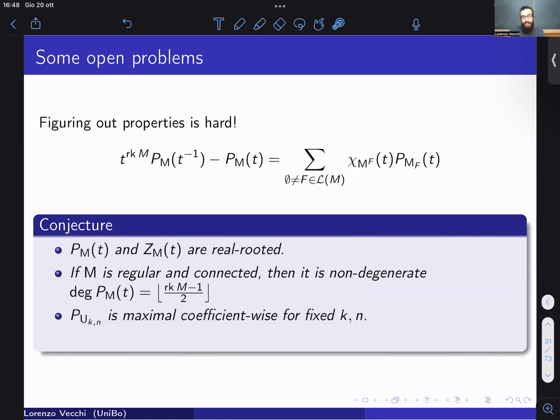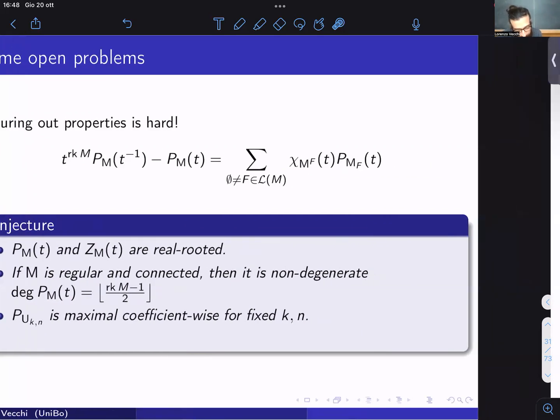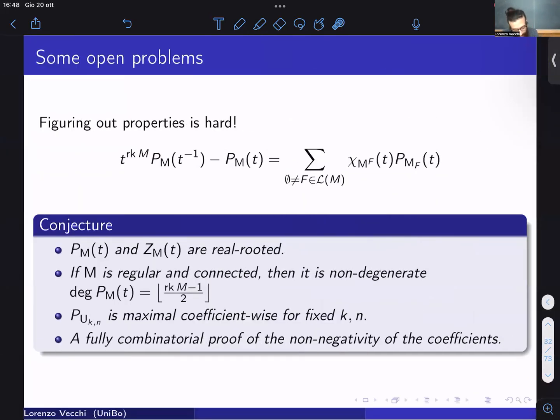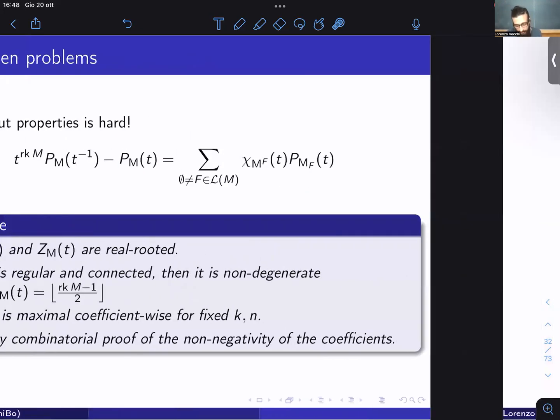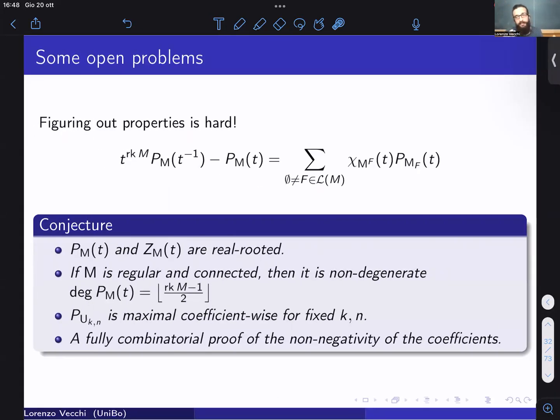And then we talked about the uniform matroid and its Kazhdan-Lusztig polynomials. And we have a conjecture stating that when you fix the rank and the size of the matroid, this polynomial has the biggest coefficients possible. And then I want to include in this list of open problems, since we like combinatorics, that I'm still looking for a completely combinatorial proof, so not inspired by algebraic geometry, of the fact that these polynomials have non-negative coefficients. So I hope I convinced you that these polynomials are interesting. They helped us solve some conjectures, and there's still a lot to do. So it's still nice to work on them.